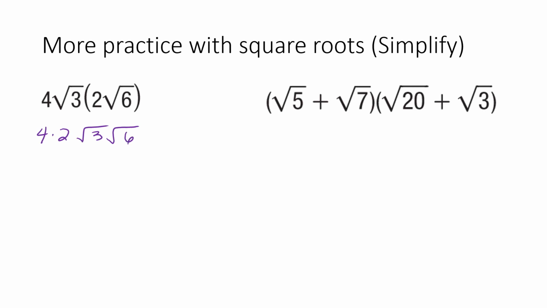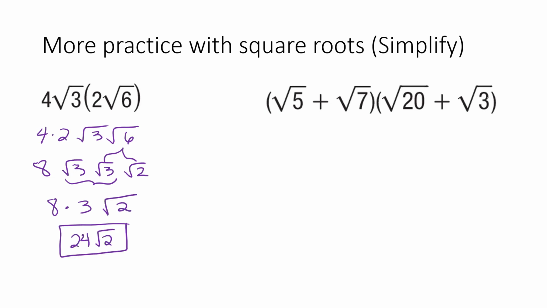And you might even get a little clever and realize that this is 8 times the square root of 3, and the square root of 6 can be split up as the square root of 3 times the square root of 2. So what's the square root of 3 times the square root of 3? Well, that's 3, so you're going to have 8 times 3 times the square root of 2.